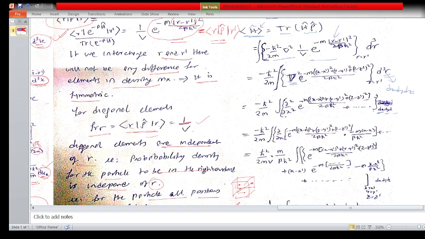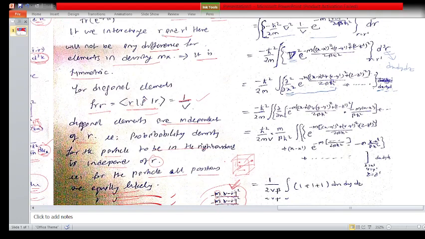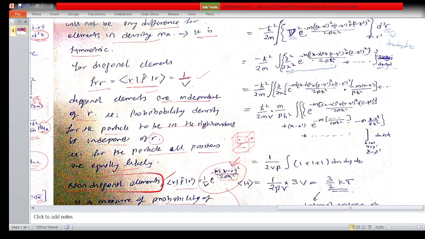That is, dou square by dou x square, e raised to minus m times (x minus x dash) square plus (y minus y dash) square plus (z minus z dash) square, divided by 2 beta h cross square, integrated with dx. Plus dou square by dou y square of e raised to the same exponent times dy, so that integration will also come, plus the integral of dou square by dou z square, the same term in dz. So all those integrations we have to consider. Here I have only given you the case of x.